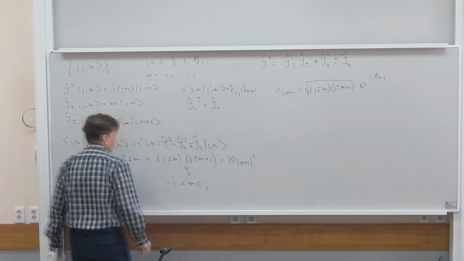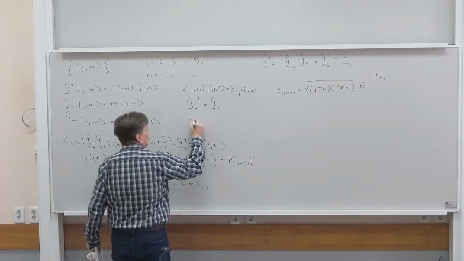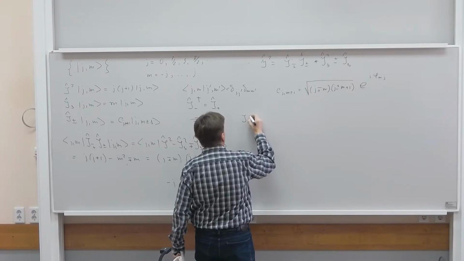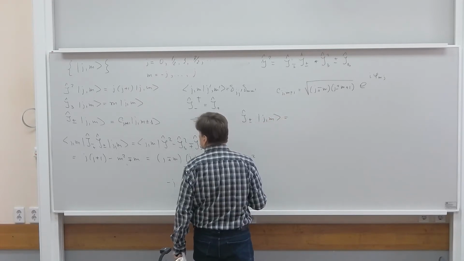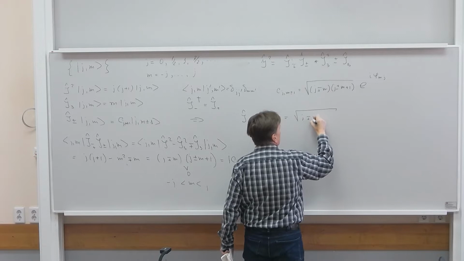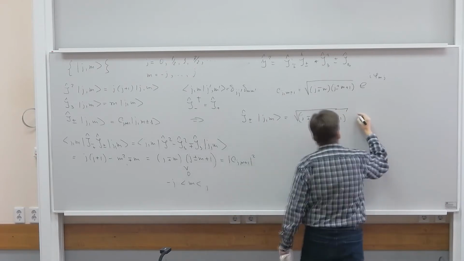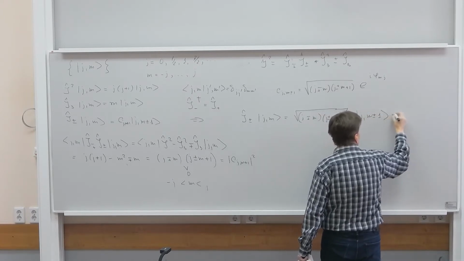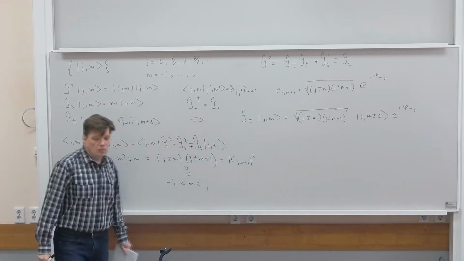Okay, using this C, we can rewrite the formula for the action of the ladder operator in this way: J± on |j,m⟩ is equal to the square root of (j ∓ m)(j ± m + 1) times |j,m±1⟩ times this phase factor, an unknown phase factor. Do you agree?